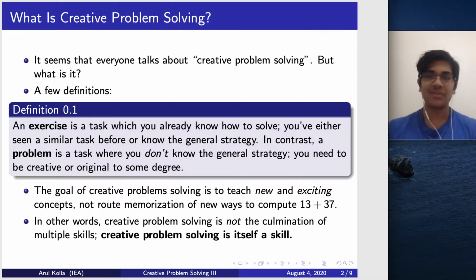And lots of people do think that creative problem solving comes naturally with multiple skills. While this may be true to some degree, I think that creative problem solving is itself a skill that needs to be hammered down. It needs to be especially worked on, and you need to solve specific problems just so you can get the idea of what creative problem solving is.